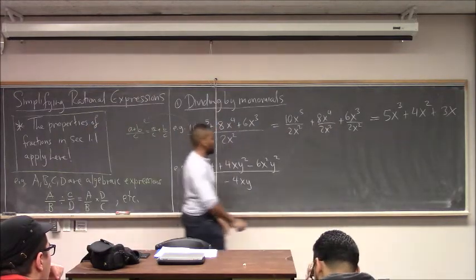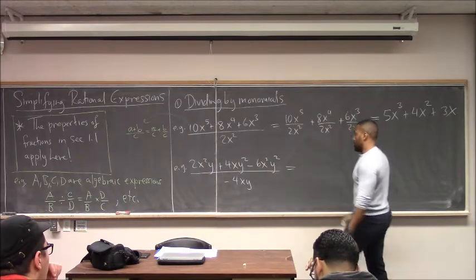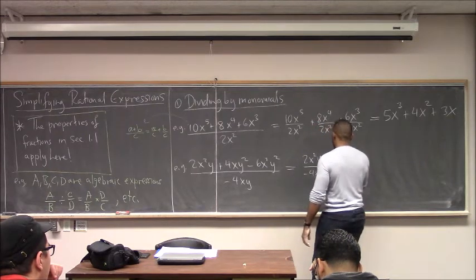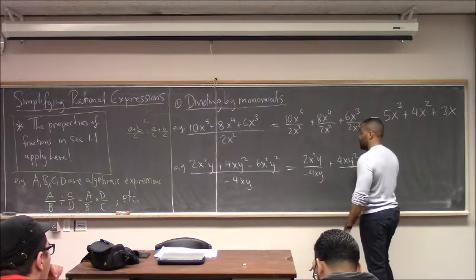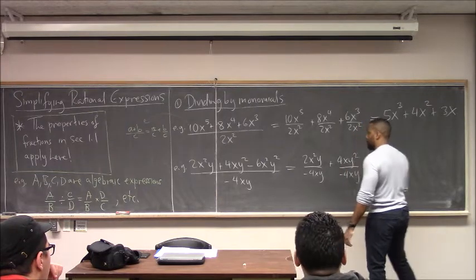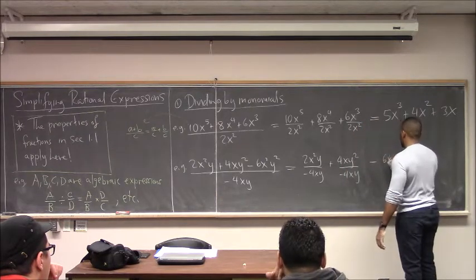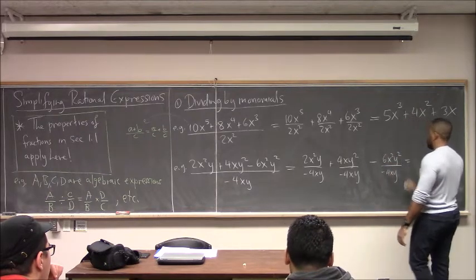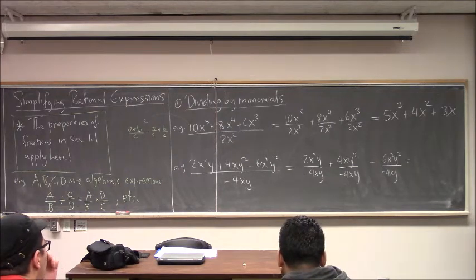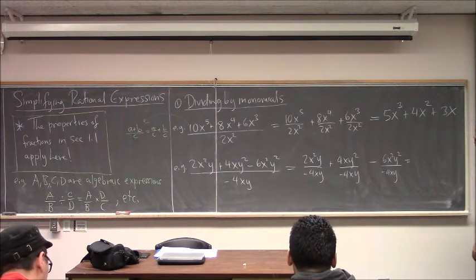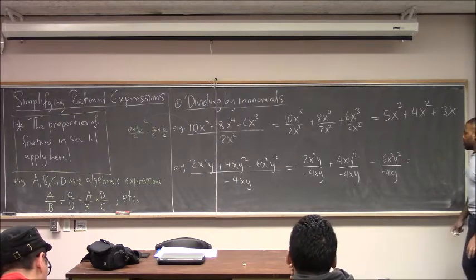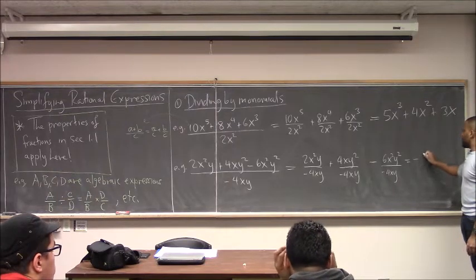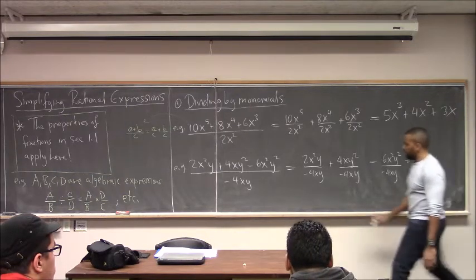Similarly here, you do the same thing. So it's 2x squared y over minus 4xy plus 4xy squared over minus 4xy minus 6x squared y squared over minus 4xy. First one simplifies to what? What's the first term? X over negative 2. Right. Minus x over 2.